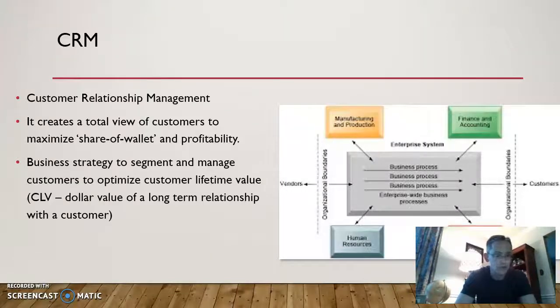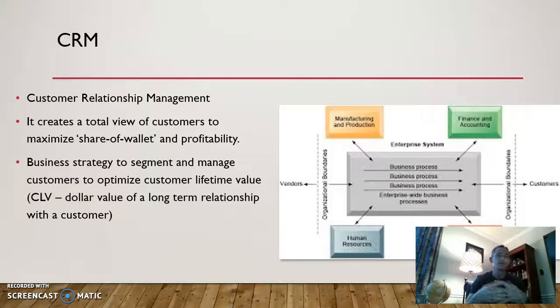So your business strategy is to segment and manage customers to optimize that overall customer lifetime value, CLV as they call it, the dollar value of a long-term relationship with the customer. CRM system is designed to get that customer in-house and own that customer, right? Like we know automobile companies do, right? They get you in and they want to keep you buying their vehicles. So a few years from now, they're going to try to upsell you on the next version of the vehicle. Those are big ticket items, but CRM is designed to let any business do that.